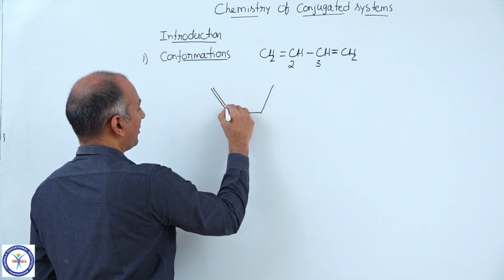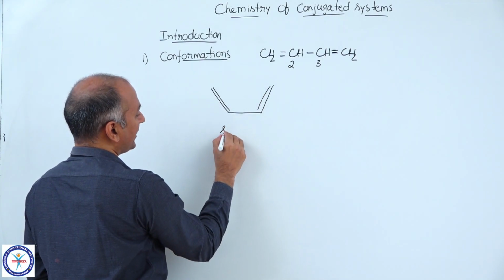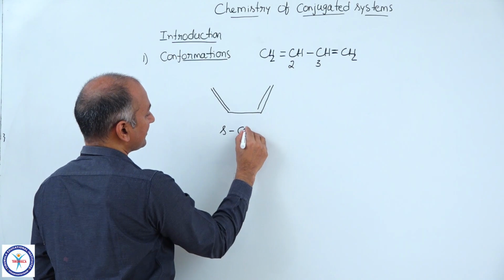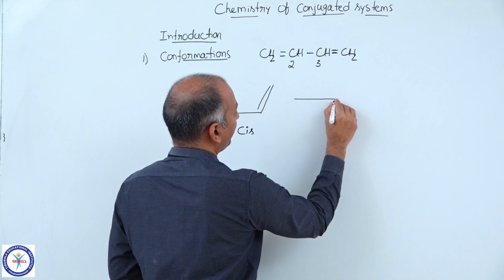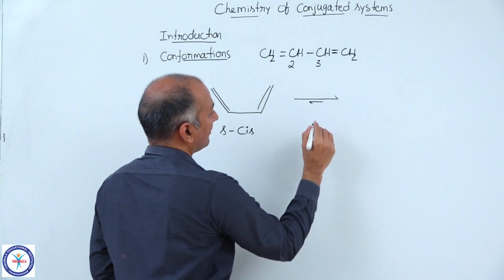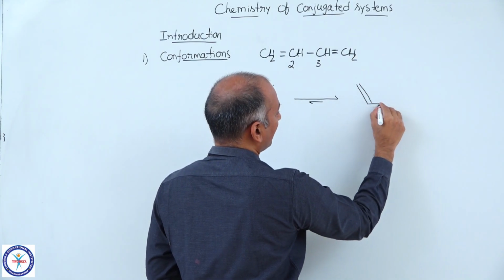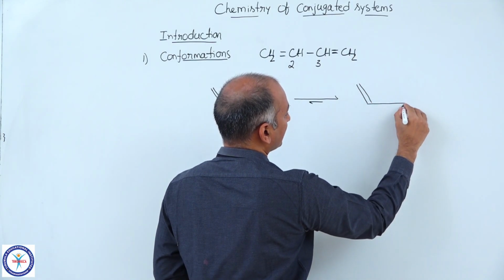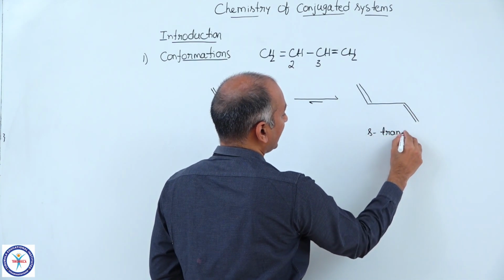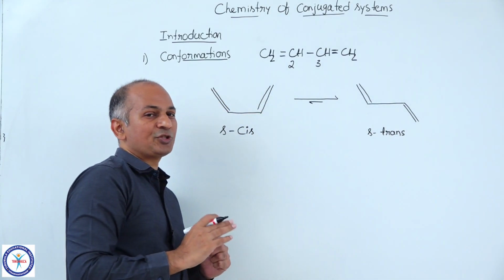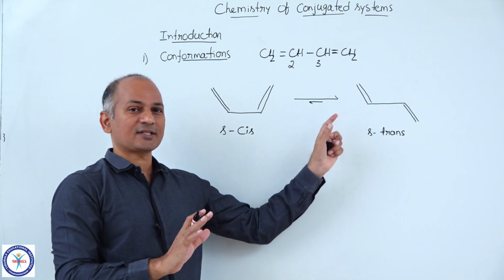this is a double bond, this is also a double bond, and this conformation is called s-cis, and this is in equilibrium with another conformation which is called s-trans. Generally, you all know the actual cis-trans isomers. These are not actual cis-trans isomers. These are just conformations.